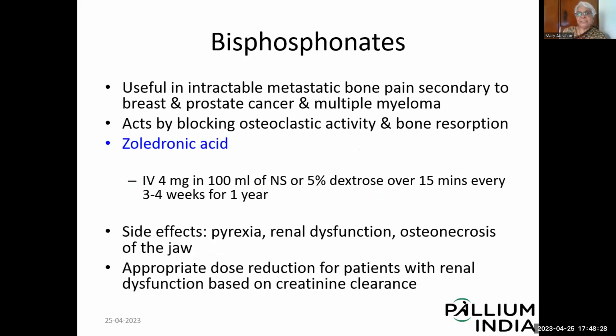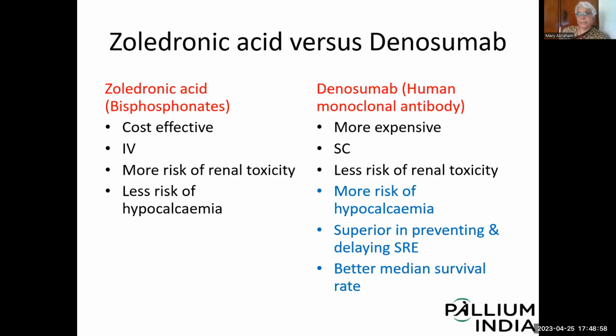So bisphosphonates, as I said, block the osteoclastic activity and the bone resorption. The drug that is commonly used is zoledronic acid. 4 milligrams is given in 100 ml of normal saline or 5% dextrose over 15 minutes every 4 weeks for 1 year. But it has side effects like pyrexia, renal dysfunction, and osteonecrosis of the jaw. And if the patient has renal dysfunction, then you must adjust the dose.